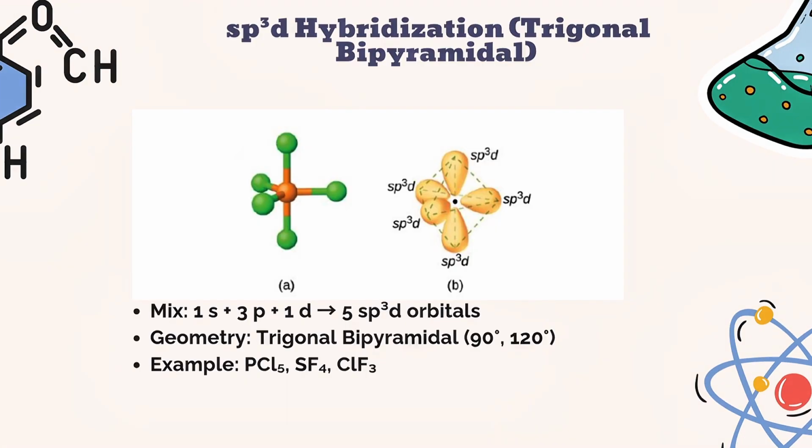Mix one s, three p, and one d to combine into five sp3d orbitals. Geometry: trigonal bipyramidal, 90 degrees and 120 degrees. Examples include phosphorus pentachloride, sulfur tetrafluoride, and chlorine trifluoride. sp3d hybridization forms five orbitals with two bond angles, 90 degrees and 120 degrees. Phosphorus pentachloride is a typical example.